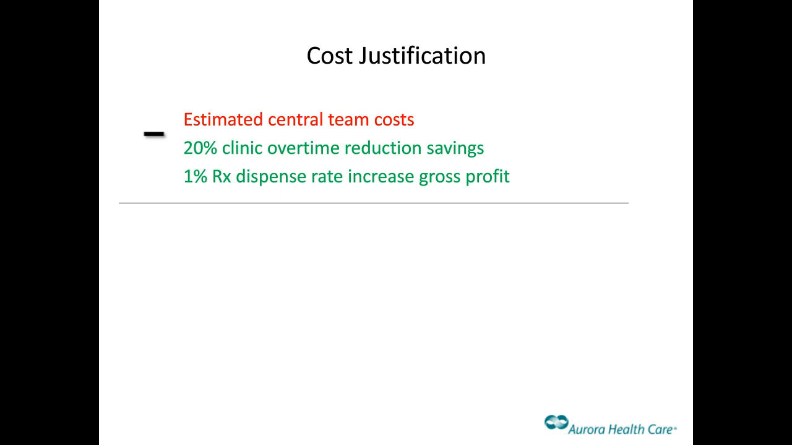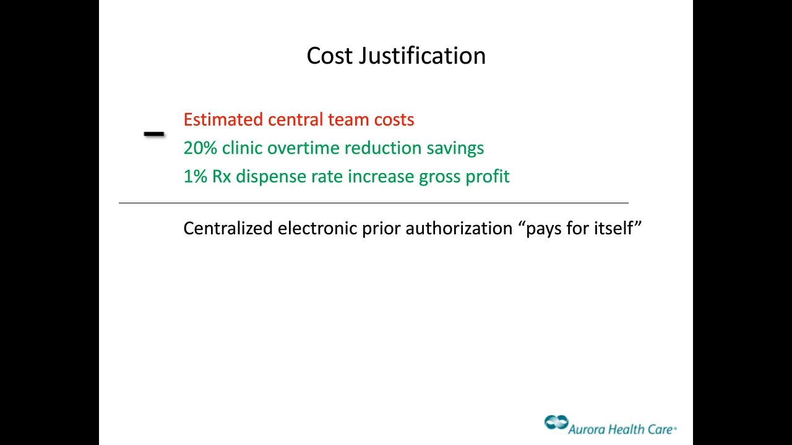And as a reminder, in our actual pilots and early sites, we saw 50% or 51% overtime reduction and up to 6% increase of prescription dispense rates. We didn't want to overestimate anything. We wanted to be conservative with the math we were doing, so we reduced that to 20% and 1%. But essentially, that's what we were able to use to demonstrate that the central team could basically pay for itself with this project.